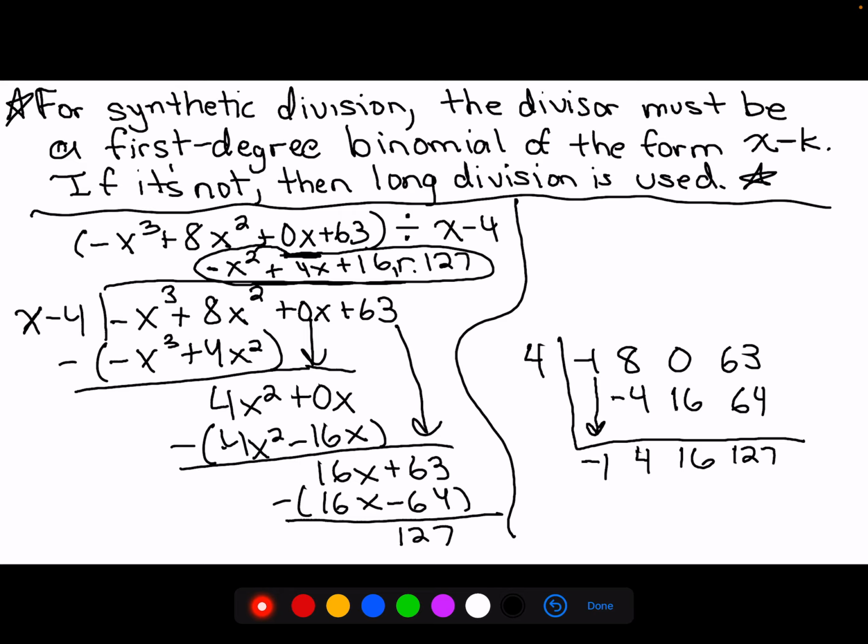So now we have all of our coefficients laid out here. Now notice, each time your answer is going to start with a degree less than what the divisor started with. So it's not going to start with x cubed, but rather x squared. So negative 1x squared plus 4x plus 16, remainder 127.